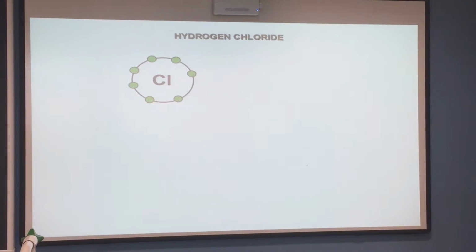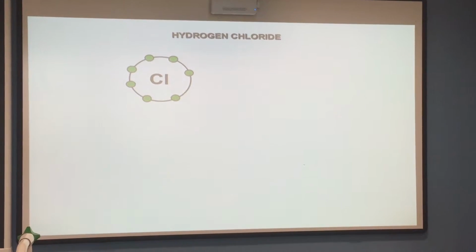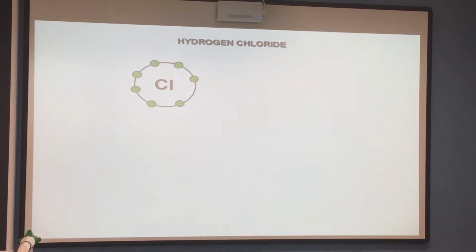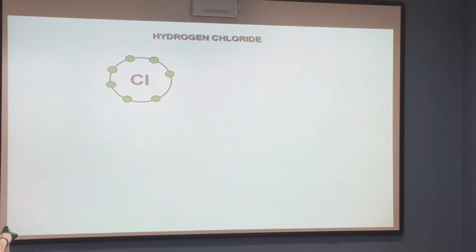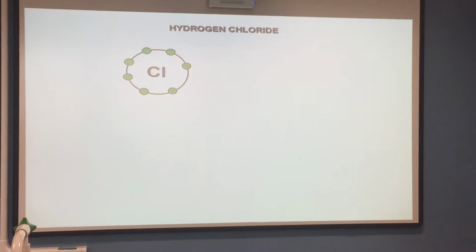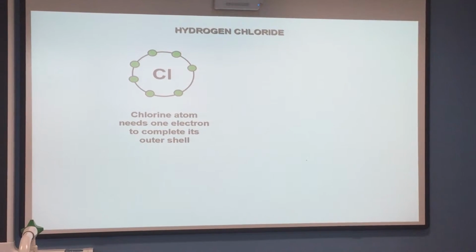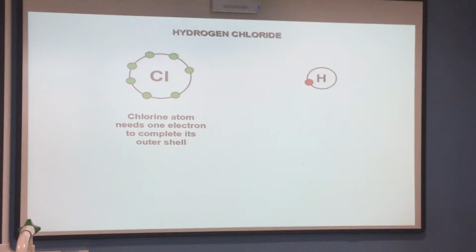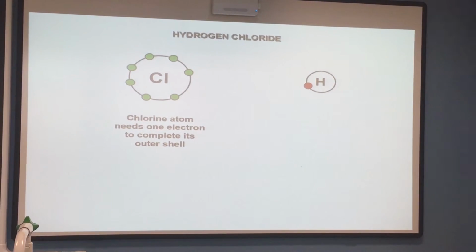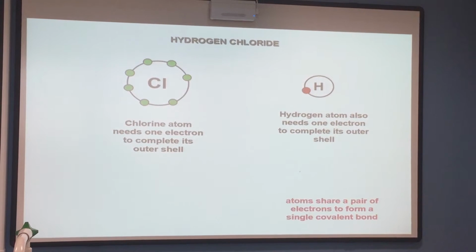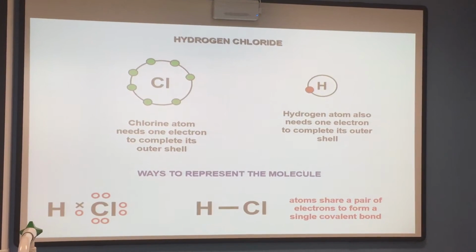So if we've got chlorine, how many electrons does chlorine need? It's got 7, it needs 8, so how many extra does it need? One. So we've got hydrogen, that's got 1, how many does it need? 1. Okay, so they can share their electrons to form a covalent bond.